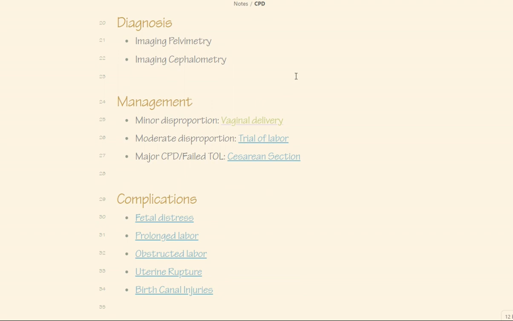So management: for minor disproportion, vaginal delivery; for moderate, a trial of labor; and for major disproportion, or if the trial of labor has failed, cesarean section is done.